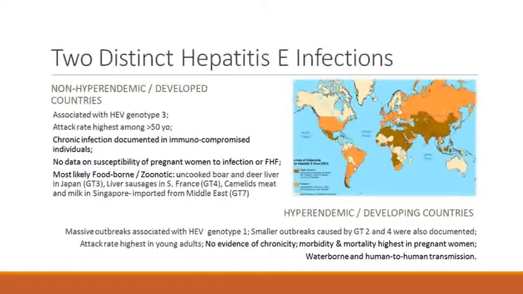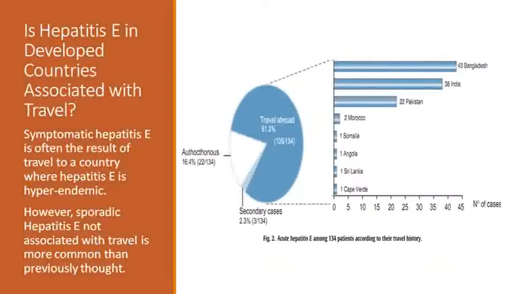Morbidity and mortality is highest in pregnant women. About 10 to 35% of pregnant women might die if they get infected with hepatitis E. And the disease is predominantly waterborne and human-to-human transmitted.